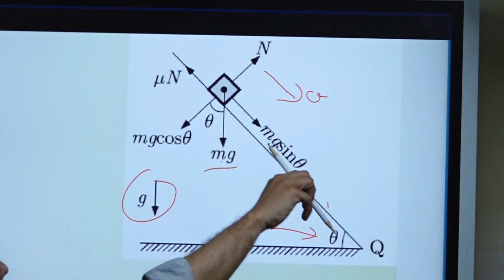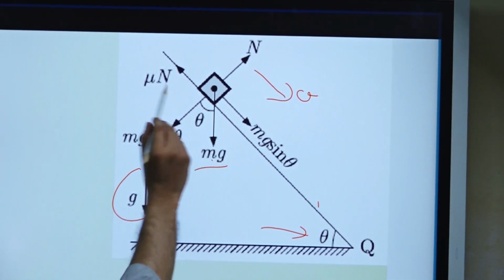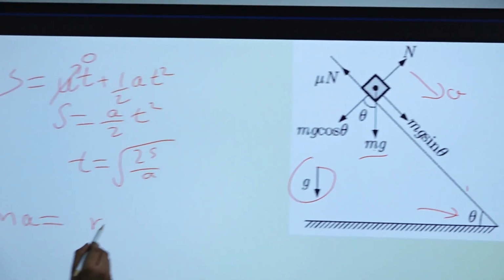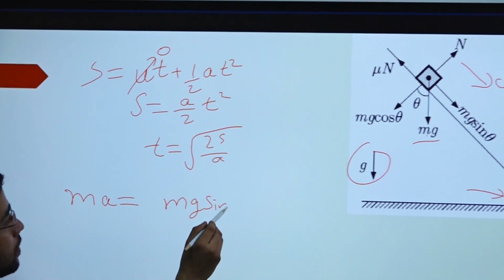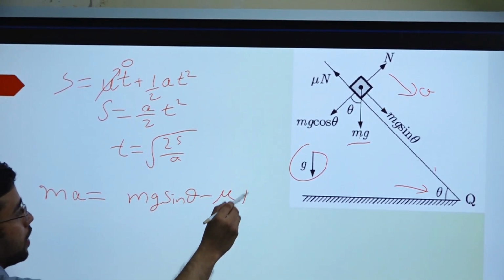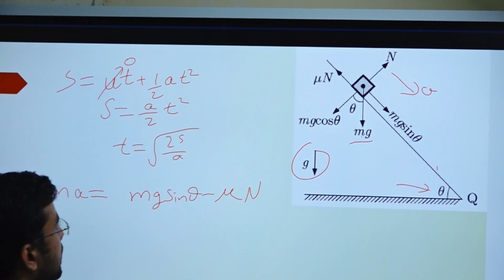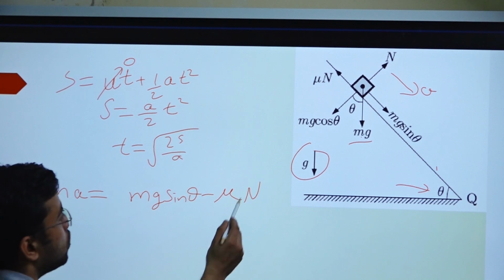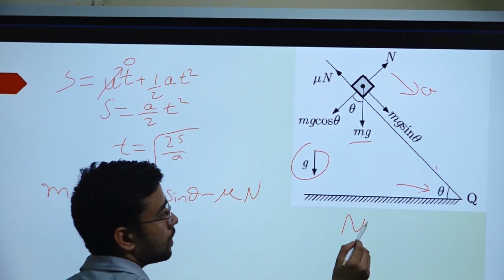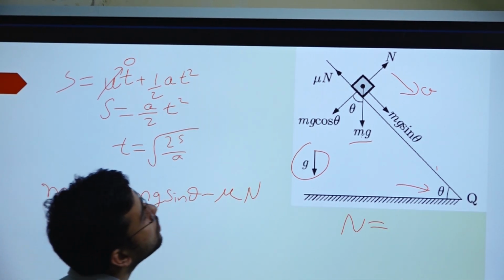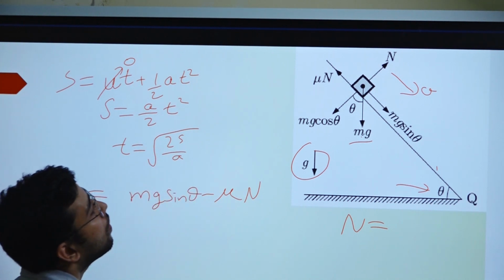And this inertia will be because of all the forces acting in this direction, right? So in this direction what are the forces acting? mg sin theta and mu N. So mg sin theta will be positive minus mu into N, right? Mu N is friction force, negative direction, right? And what is the value of N? N is equal to mg cos theta.